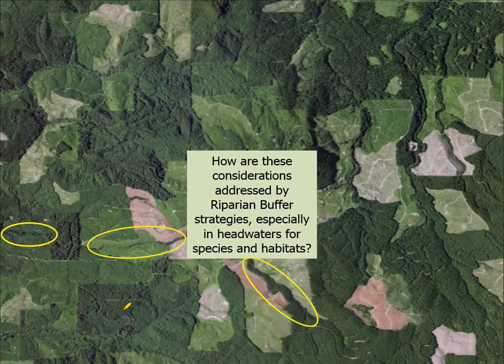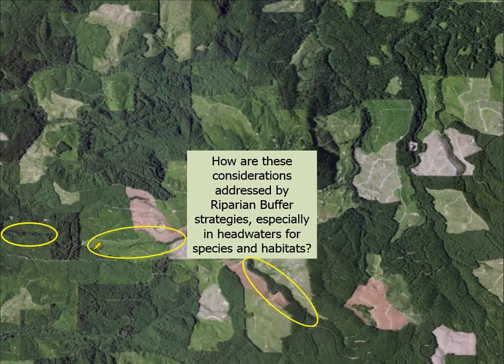So as we look at the landscape and we look at stream reaches, how are these various considerations addressed by riparian buffer strategies? There are several questions that are being asked in the various science studies. This is a landscape from the Oregon Cascade Range, and I've just circled some stream buffers so you can see that we have a variety of things going on out there.